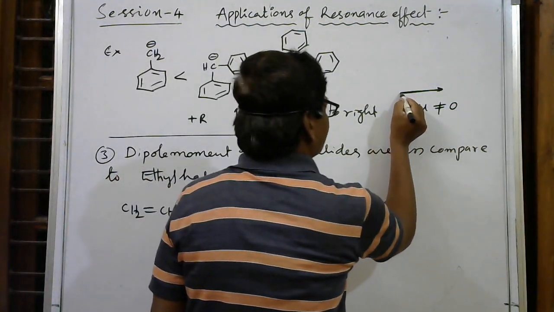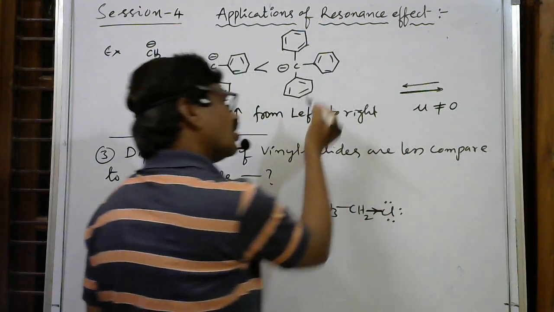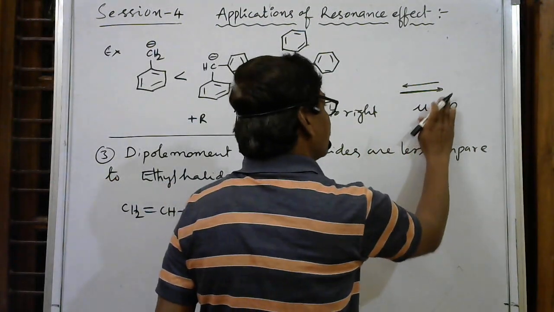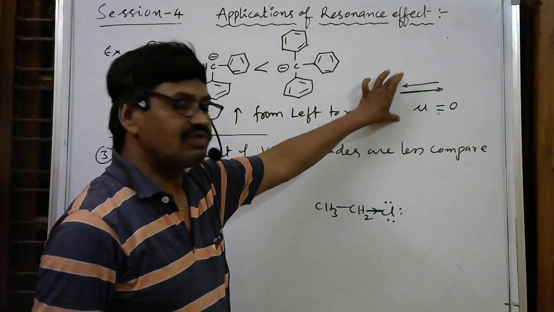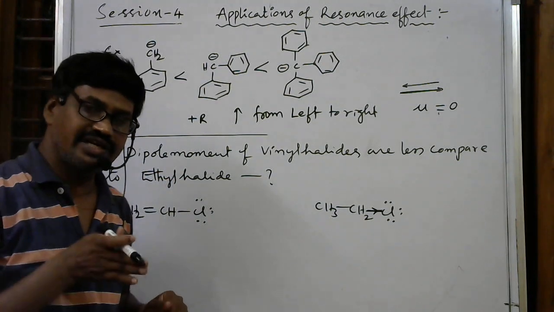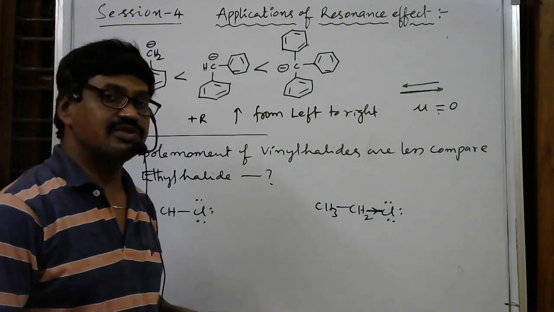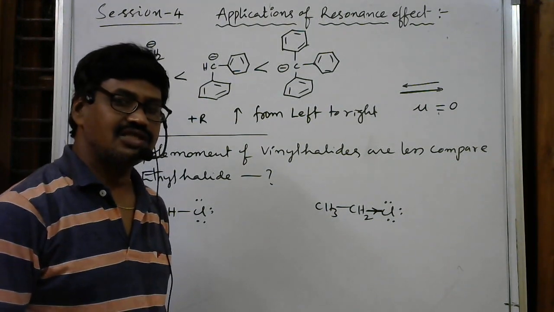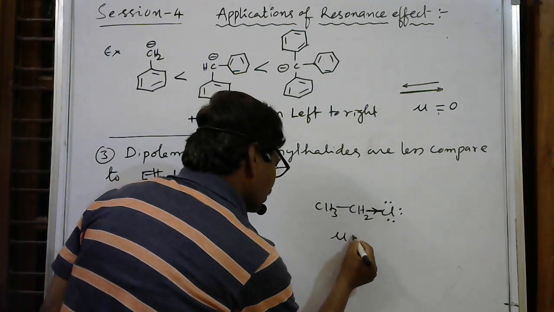When this bond moment is moving towards this side, at the same time if some more bond moment is towards the opposite side, then there is a compensation. If these two are equal, it may become equal to 0. If these two bond moments are not equal, then partial compensation takes place, because the dipole moment is a vector quantity. In one direction it is positive, in the opposite direction it is negative. If compensation is not there, there will be some dipole moment. See here there is no compensation, only one side, so the mu value is something.